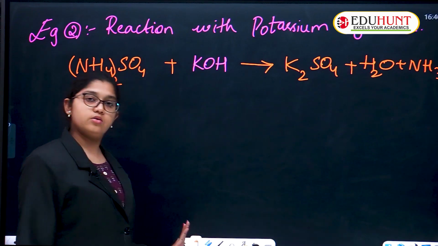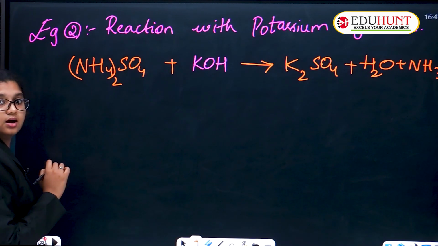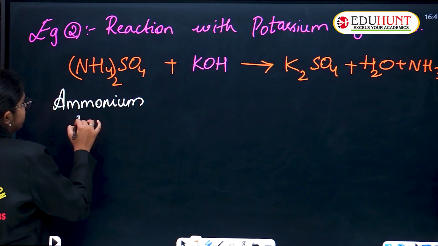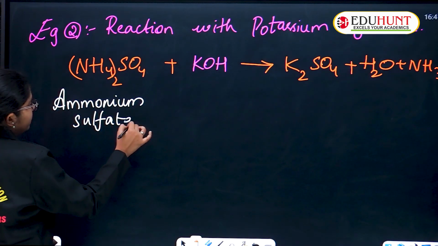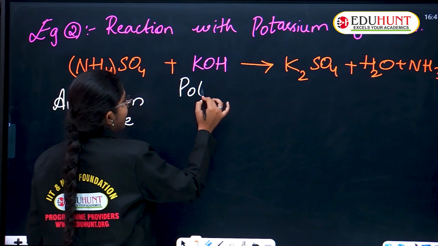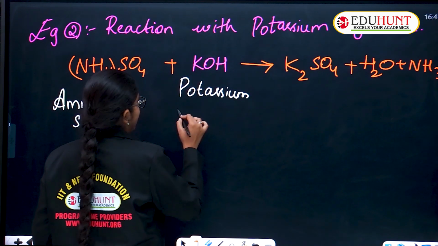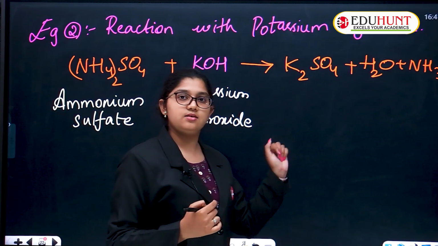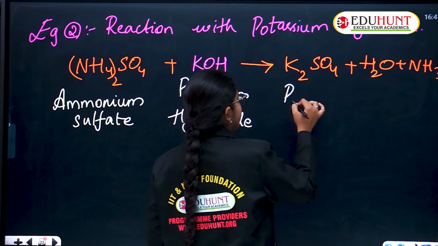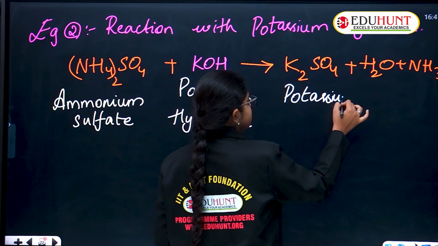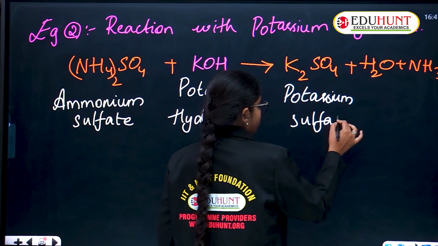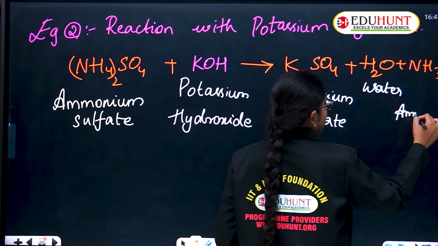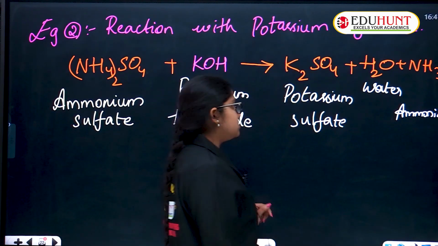For understanding, the names: this is named as ammonium sulfate. This is potassium hydroxide. Next one is, what is this? Yes, potassium. SO4 means, what is that, children? Sulfate. Very good. Now H2O is water and NH3 is ammonia. This is the second example for you.